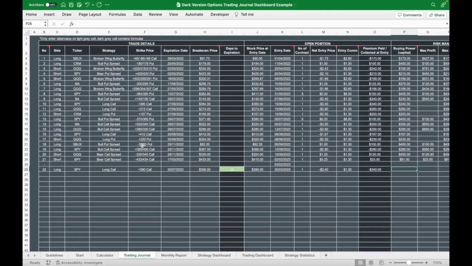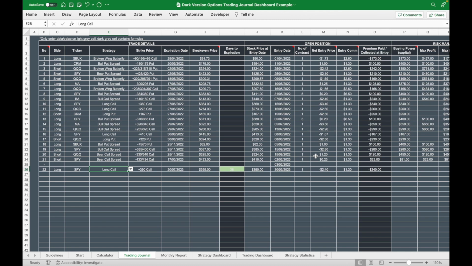Now let's move on to inputting your trading data on the trading journal page. Start by entering your trade details such as the trade number, trade direction, select from the drop-down list either long or short, and the ticker of the stock you are trading. Then select the strategy from the drop-down list and input the strike price and expiration date for option trades. Additionally, input the break-even price at expiration date.